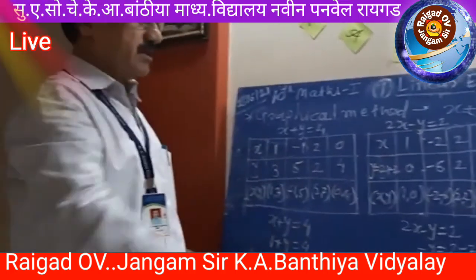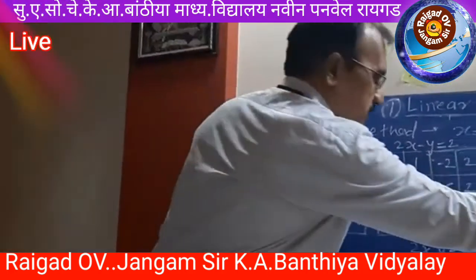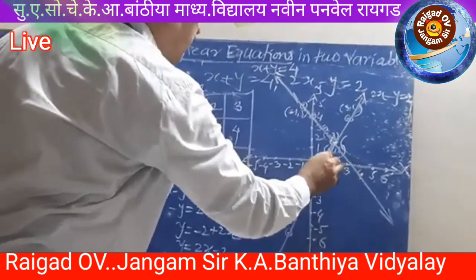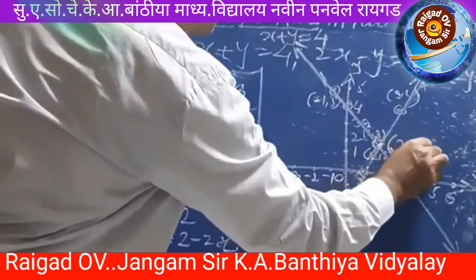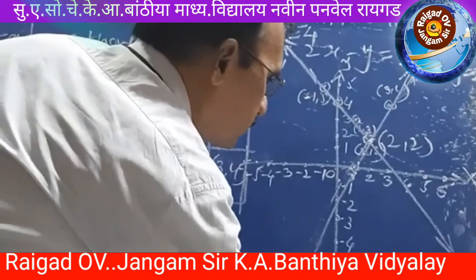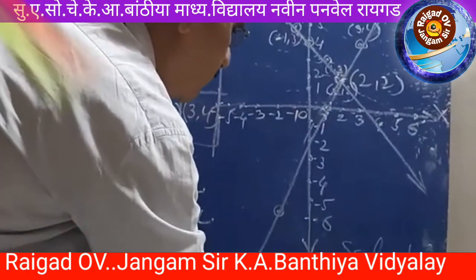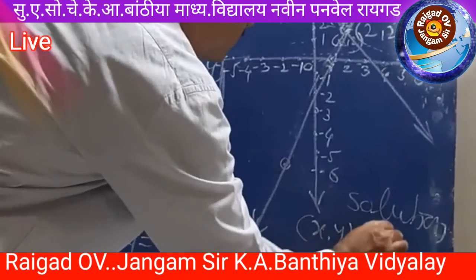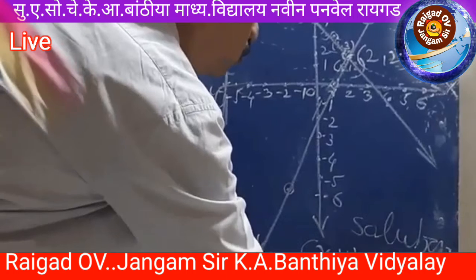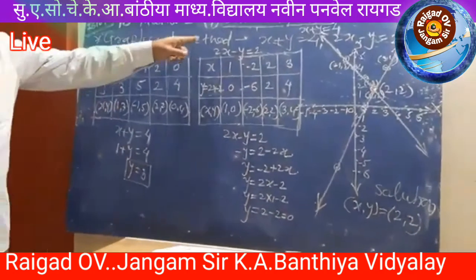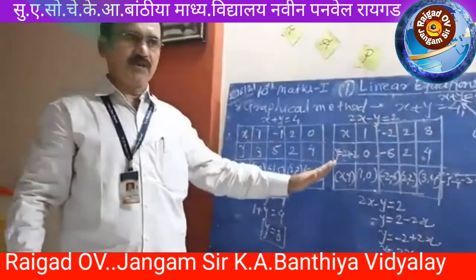Now here these two lines are intersecting each other here, and point of coordinates of intersection of these two lines is (2, 2). That is the solution of these two equations. (x, y) is equal to (2, 2). Means we can solve the given simultaneous equations by graphical method.